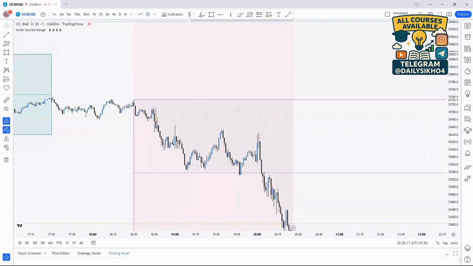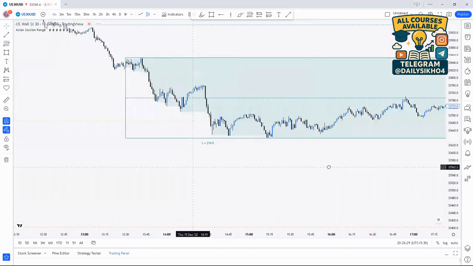So look at the structure. See how clean it is. You had two good opportunities. First being this, and second being this. Two good opportunities for sales. So these two good trades were presented.